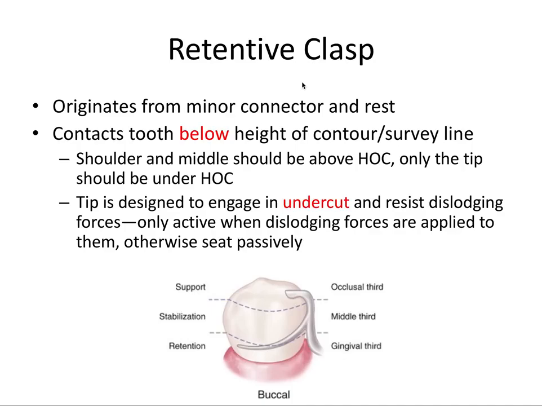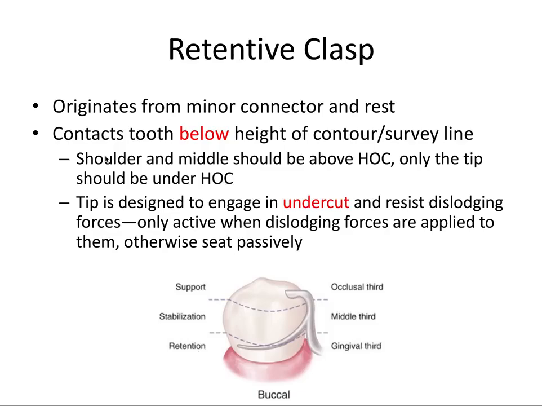So let's talk about one of the two types of clasps, the retentive clasp to start. And this one is going to originate from the minor connector and the rest. And so this is a very cool way, I think, to divide the tooth up into occlusal, middle, and gingival thirds. And each of these thirds offers, generally, one of these three buzzwords. The occlusal third offering support, the middle third offering stability or stabilization, and the gingival third providing retention.